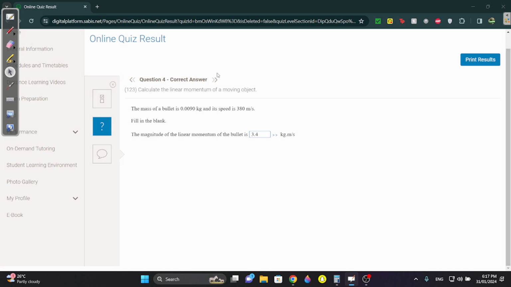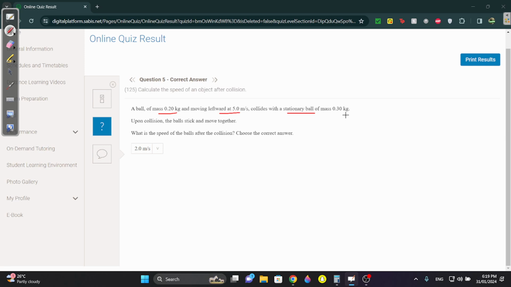Okay, question 5. A ball of mass 0.2 kilograms moves leftward at 5 meters per second, colliding with a stationary ball of mass 0.3 kilograms. So we have ball A, which is 0.2, and ball B, which is 0.3 kilograms. So what's the velocity of each one? Our first one is moving left at 5 meters per second, and the other one is stationary. What does stationary mean? Stationary means not moving, so the velocity is 0.